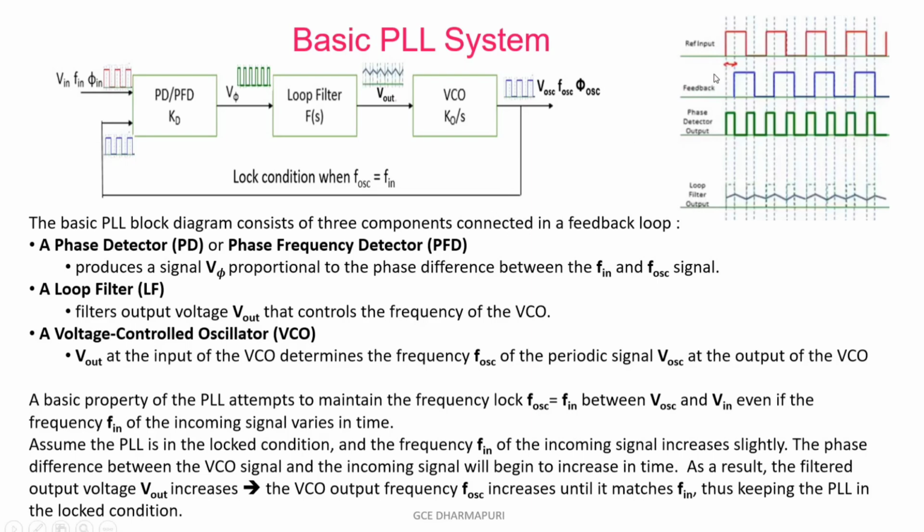So you can see this is my reference input and this is my feedback input, that is FOSC, and the phase detector will find the difference between these two signals, that is this output. The loop filter will convert this into a proper DC voltage with the help of the low pass filter.